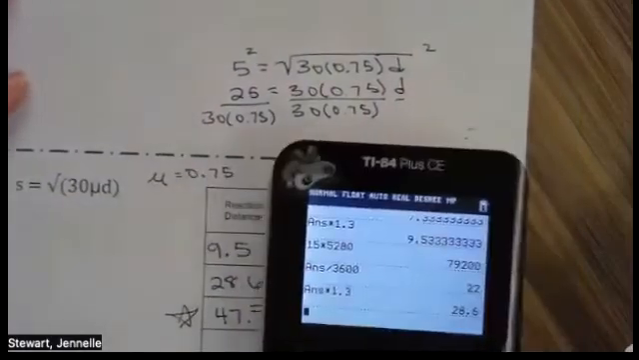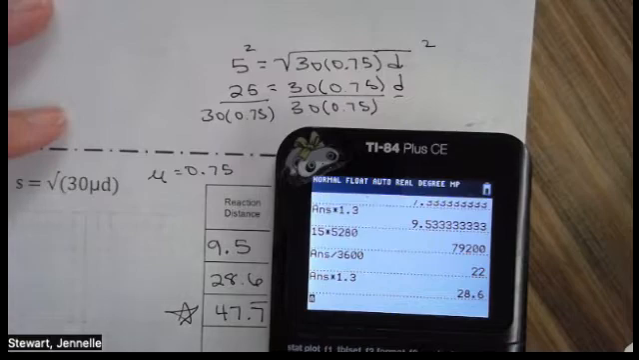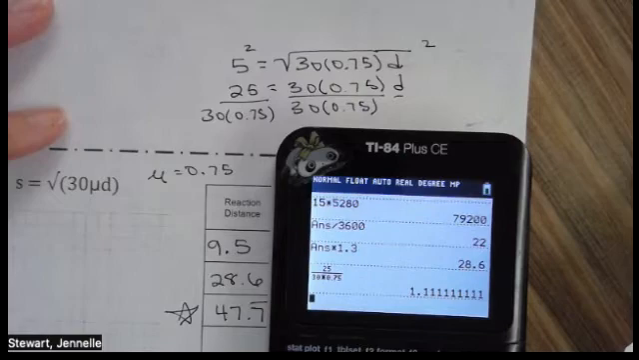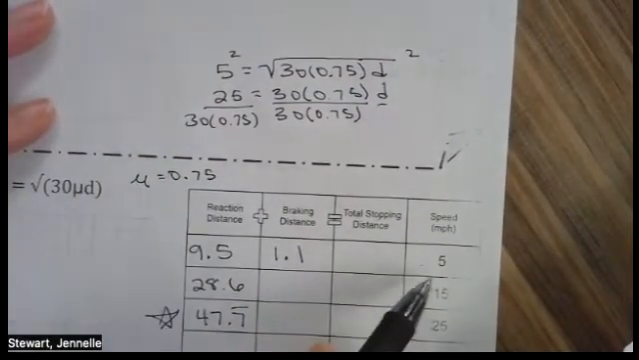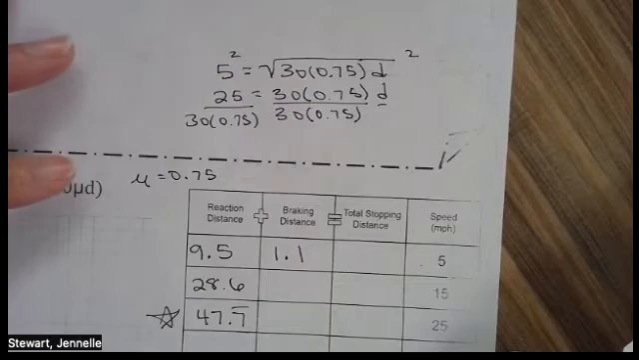And it's lucky you have these fancy calculators. Let's go to the fraction. Alpha F1 fraction. 25 divided by 30 times 0.75. And it's 1.11, so 1.1. I'm only going 5 miles per hour, so that makes sense.